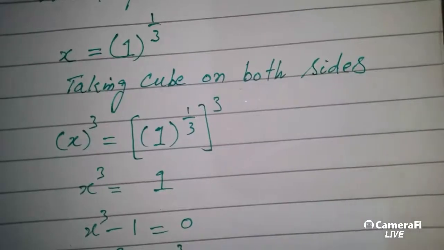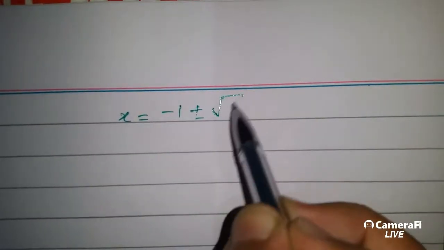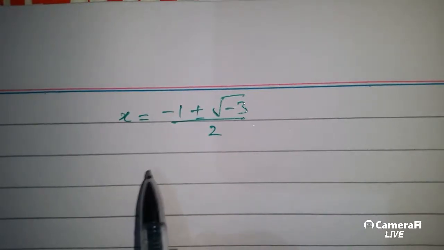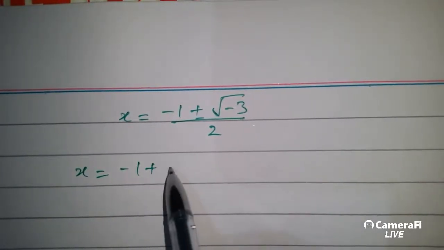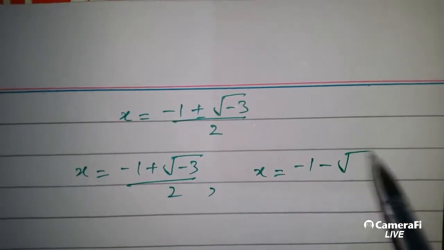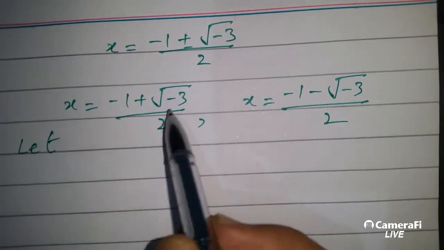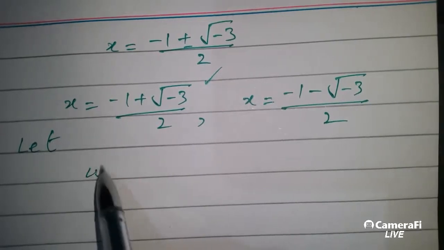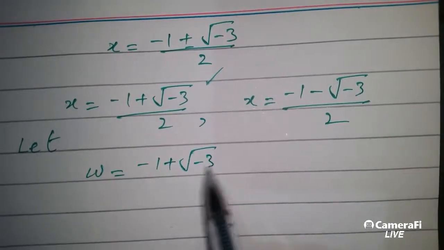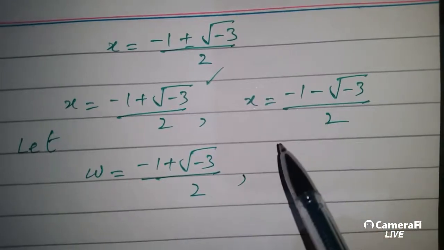Let's move to the other page. X is equal to minus 1 plus minus under root minus 3 over 2. X is equal to minus 1 plus under root minus 3 over 2, and x is equal to minus 1 minus under root minus 3 over 2. Let this root, we name it as omega. This is omega, and this becomes omega square.